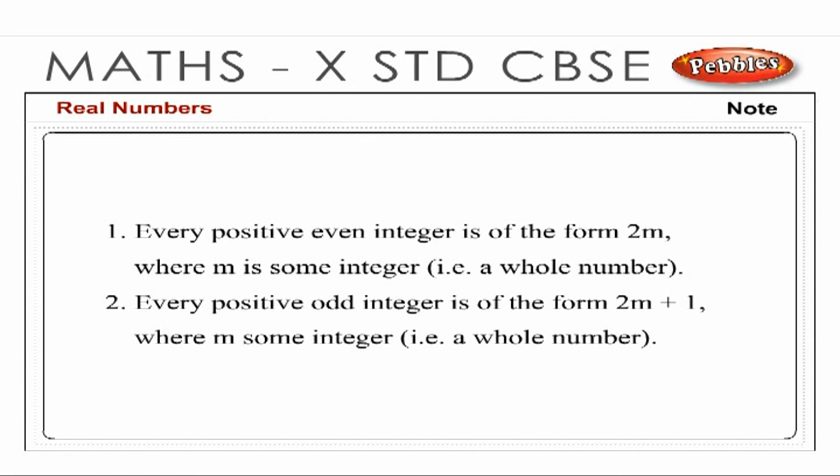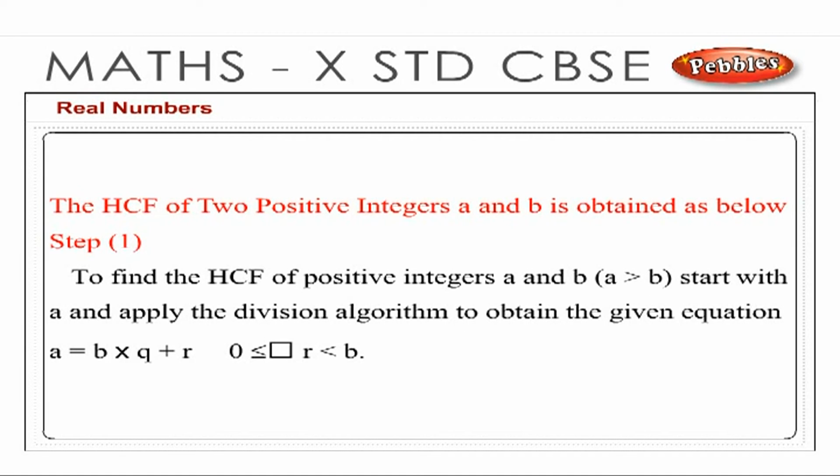Note: every positive even integer is of the form 2m, where m is some integer, that is, a whole number. Every positive odd integer is of the form 2m plus 1, where m is some integer, that is, a whole number. The HCF of two positive integers a and b is obtained as below.